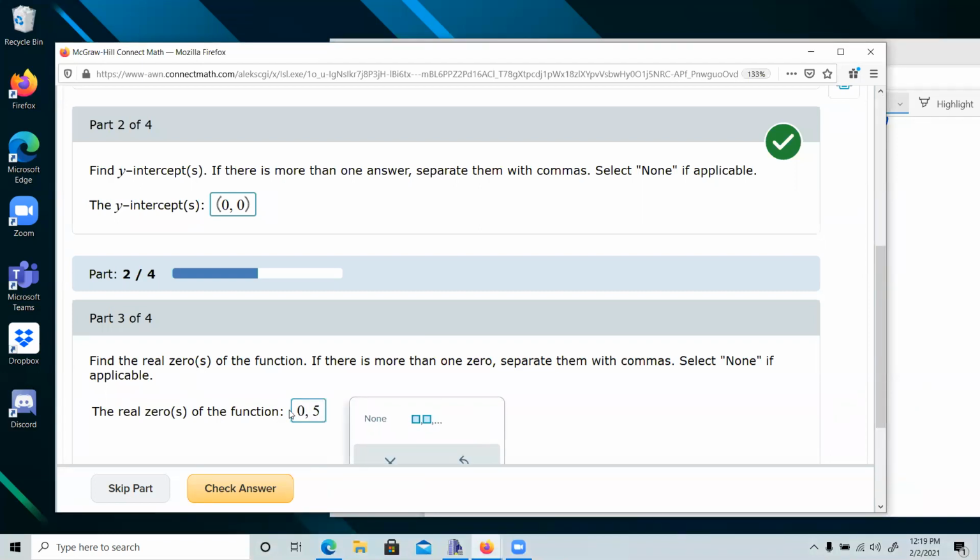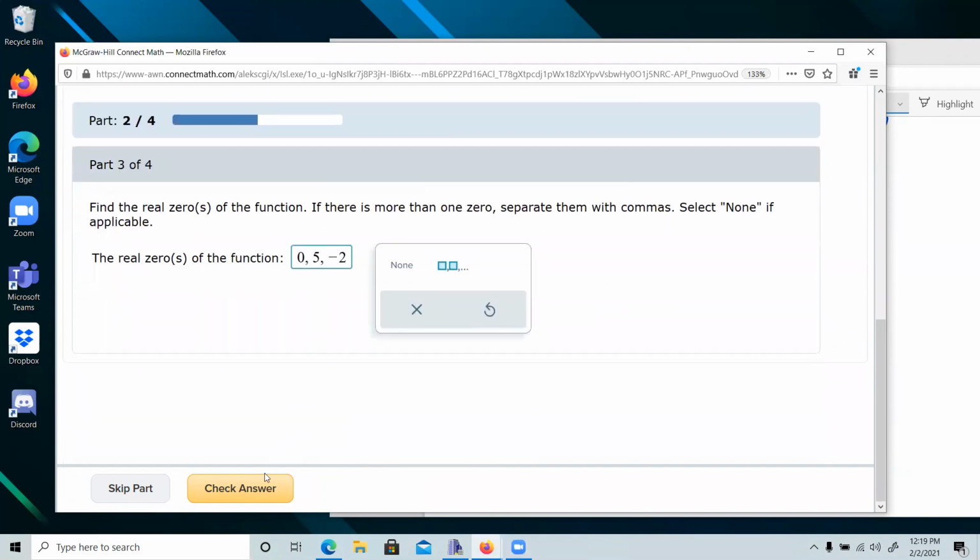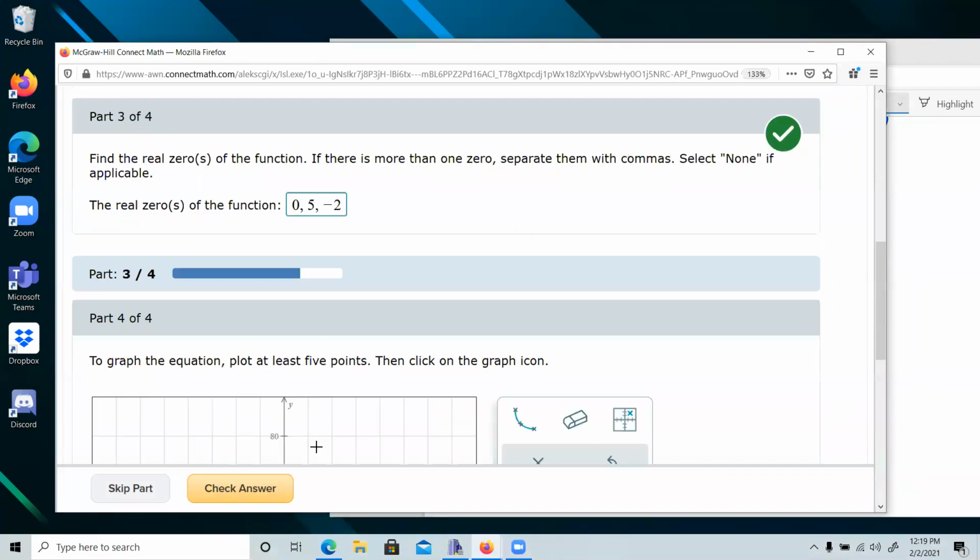0, 5, -2. I wonder if it'll yell at me for putting them in a bad order. No, it didn't care. All right.